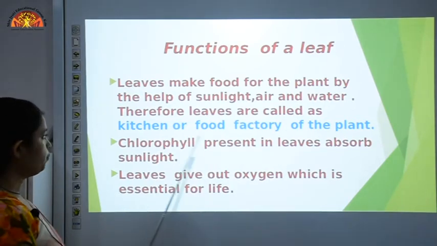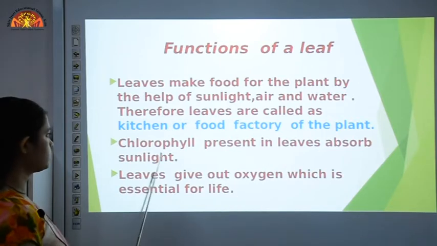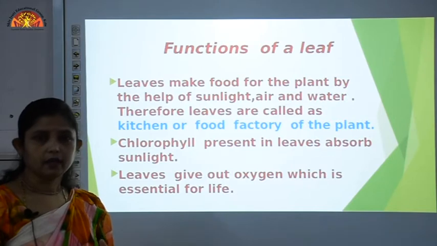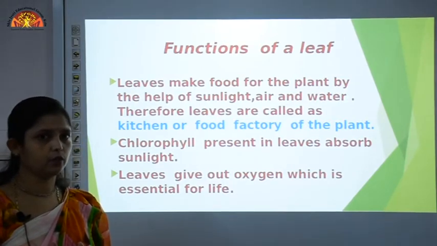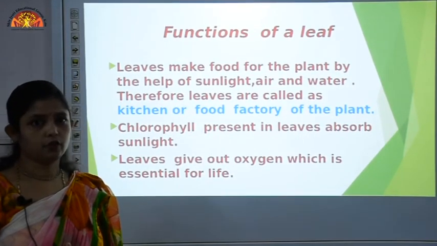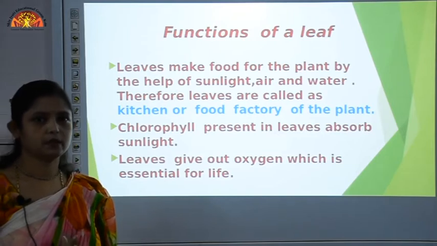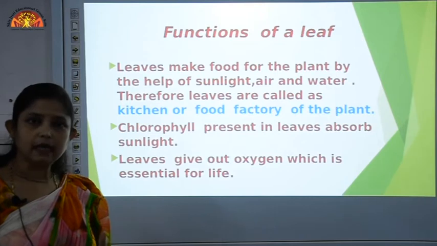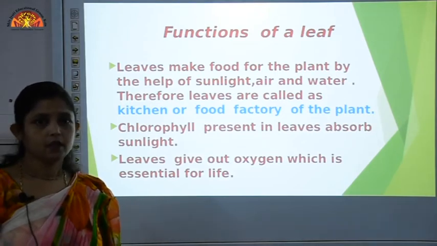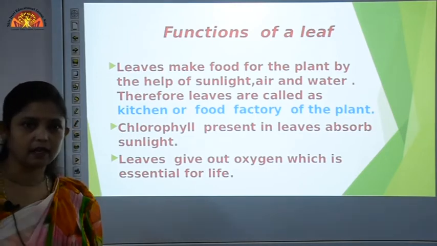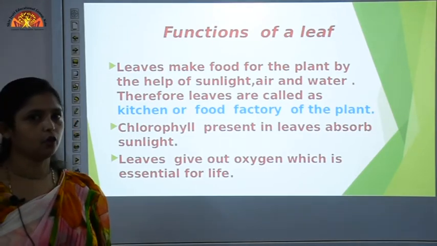Then chlorophyll present in leaves absorbs sunlight. Now right now we have discussed about chlorophyll, what is it? It is a green colored pigment, a green colored substance in leaves, due to which leaves appear green. So this is not only the function of chlorophyll, it is very important substance. Chlorophyll absorbs the sunlight because sunlight gives the energy to the leaves to prepare their food. So this sunlight is absorbed by the chlorophyll.